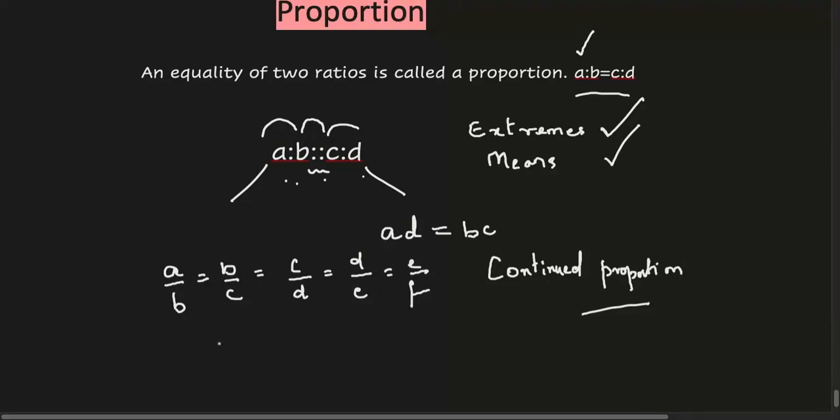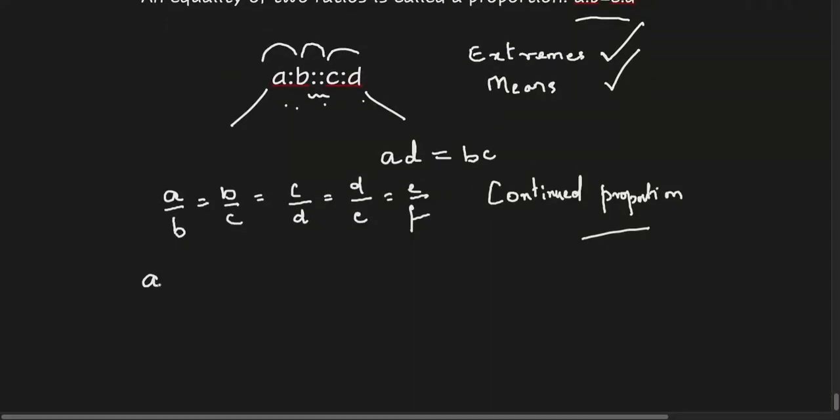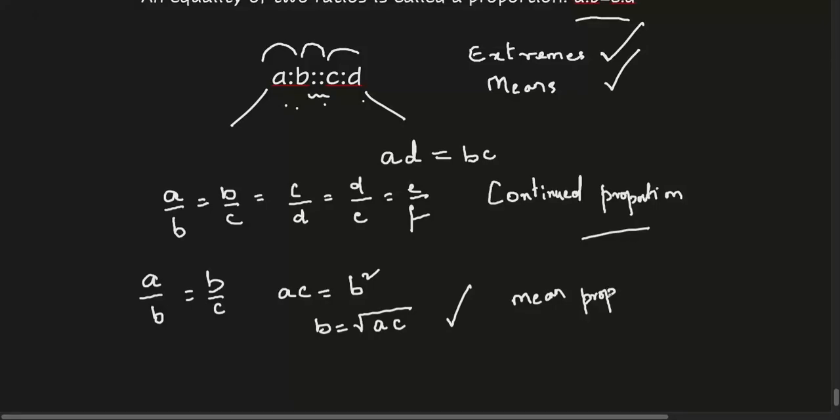And what do we mean by mean proportion? As you know, when they are in continued proportion, A by B equals B by C. If you cross multiply, you will get AC equal to B square. So B square equals AC. When you take the square root on both sides, you get B equal to the square root of AC. This is called the mean proportion or geometric mean. Remember all these things, because whenever problems come and this terminology is used, you can use these formulas.